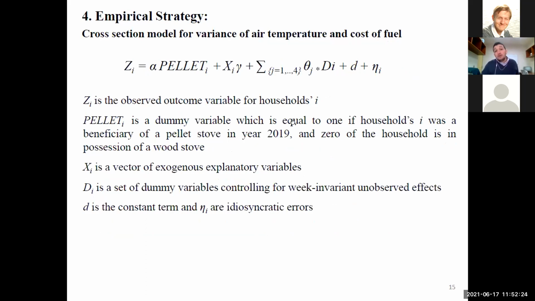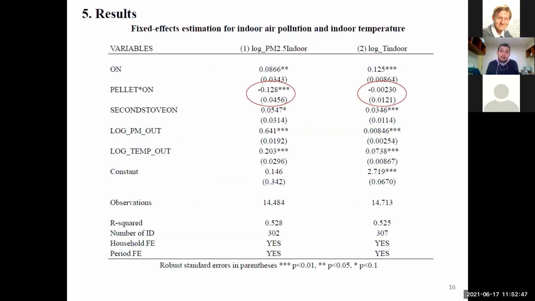Second specification, here I show a cross-section model in order to analyze the variance of the indoor temperature, and the cost of fuel. In this specification, the variable of interest is pellet. This time, it's just having a pellet stove in comparison with the other group. As main results, for the first specification, we identify a reduction of indoor PM2.5, around 13% less PM2.5. And as we already saw in that figure, we don't identify a difference regarding indoor temperature. So both groups reach the same average temperature.